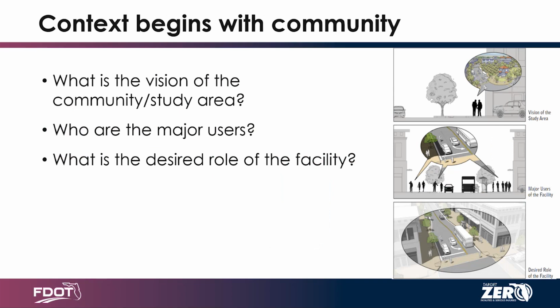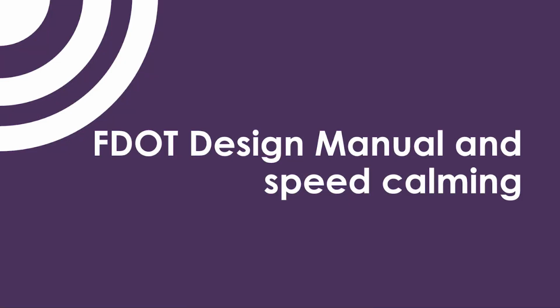Then we're going to take the next step with community. Like, what's the vision of the community and study area? What are they trying to achieve there? I know District 1 has the planning studios, and that's a lot of what they do, is say, hey, this is what we want to achieve. We are looking at doing a mixed use area here, or hey, this is going to be our industrial area. We just want to get people to the next major roadway. Who's the major road users, and what is the desired role of the facility?